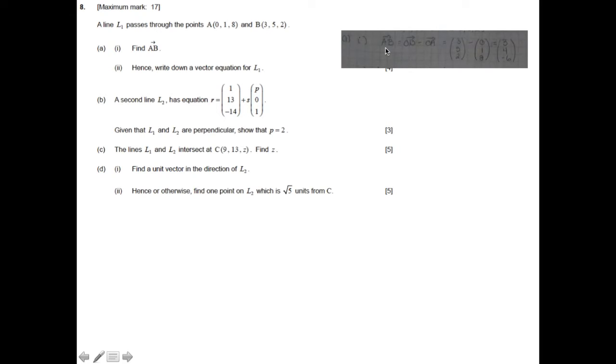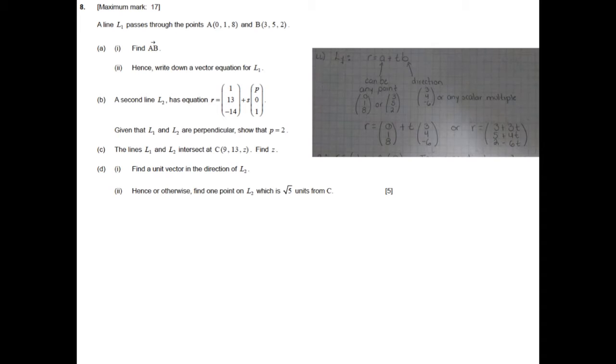All right, so to find AB, all you would have to do is take B, 3, 5, 2, and subtract 0, 1, 8. And that's how you get 3, 4, and minus 6. For the second one, guys, it says write down a vector line for L1. Remember, guys, that vector lines have to be in the form A plus tB, where A can be any point on the line, and B must be the direction. The direction in this case, guys, is AB. So we already have the direction, and the point can be any of these two, A or B.